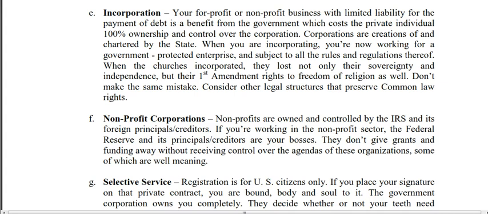Non-profit corporations. Non-profits are owned and controlled by the IRS and its foreign principals and creditors. If you're working in the non-profit sector, the Federal Reserve and its principal creditors are your bosses. They don't give grants and funding away without receiving control over the agendas of these organizations, some of which can be well-meaning.